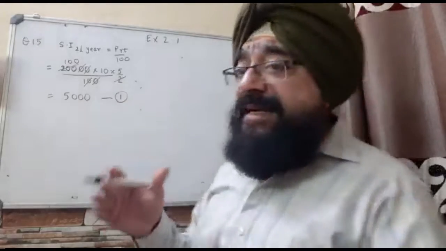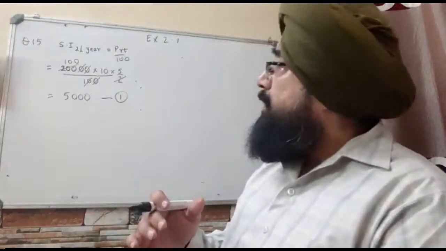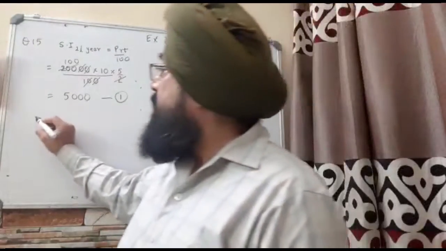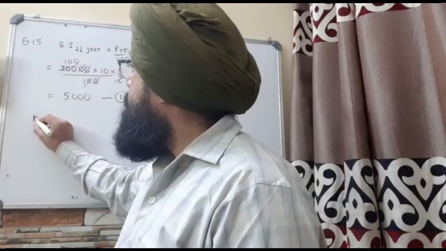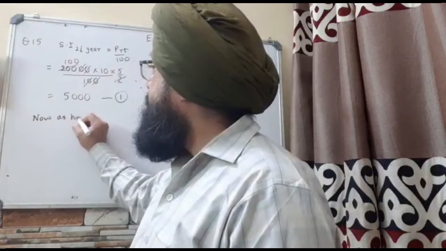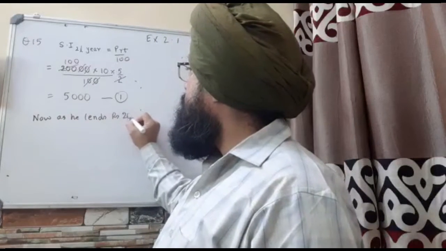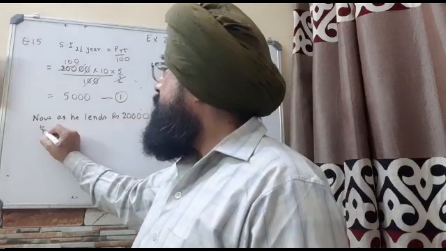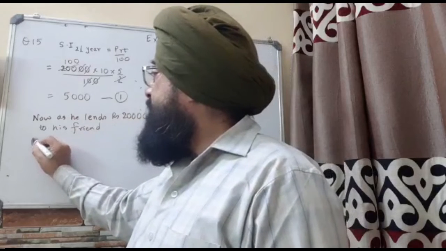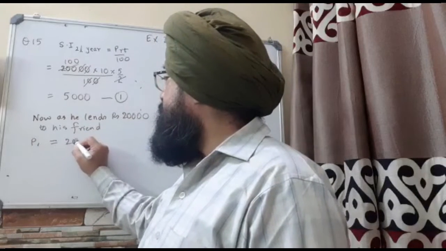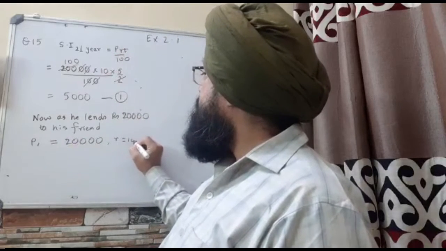Now, he lends that money immediately. He takes it from the bank and he lends it to his friend, but at compound interest. So therefore we go step by step. Now see, principal, as he lends rupees 20,000 immediately to his friend. So principal for the first year is 20,000. We know all the rates same, 10%.